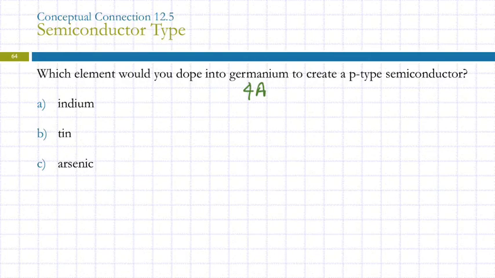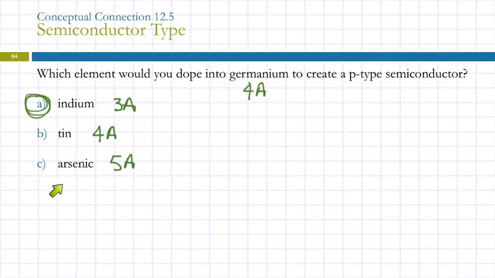So then for a p-type, we want something with fewer valence electrons, right? So we've got indium. Indium's in group 3A. Would that work? Yeah, it's got 3 valence electrons. Let's check the others. Tin. Tin is in group 4A. So that's the same number of valence electrons. And arsenic is in group 5A. So indium's the only one that's going to work.